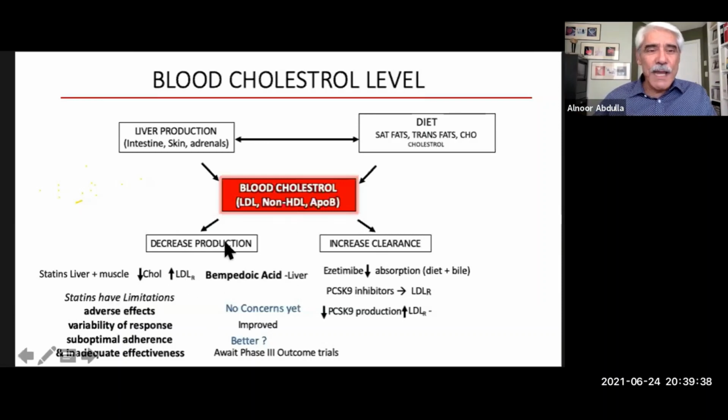So back to our diagram, it works on the production side. There are no concerns as yet with regards to adverse effects, but we have to wait for the long outcome trial. The response is definitely better because you get better reduction of cholesterol on top of statins or instead of statins. So you hopefully will get better adherence if you don't have muscle side effects, but we have to wait for the outcome studies, but it really does the job. Does it stop heart attacks, strokes, and premature death? We need to see that.